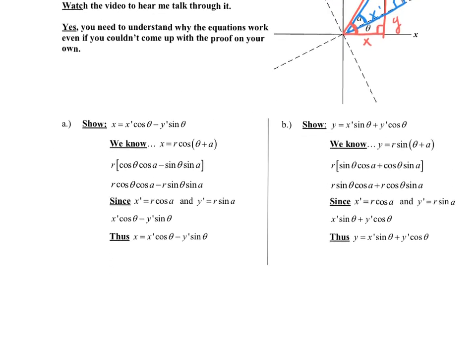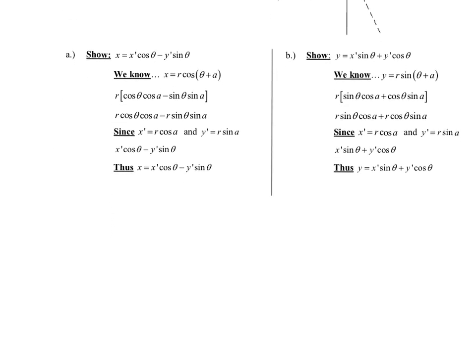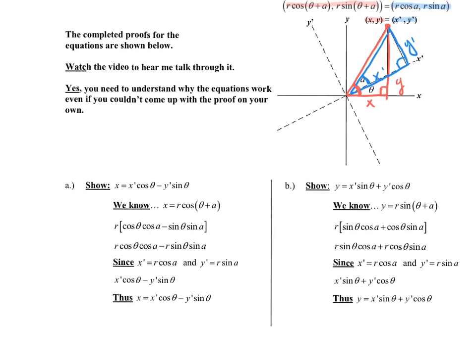So let's take a look down here. I've already typed out the proof, so we just want to follow along and see where I got all of my parts. This is what we're ultimately trying to get to. When we can get to x equals x prime cosine theta minus y prime sine theta, then we know that we're done. So let's start with what we know. We know that x equals r cosine of theta plus a. That's just from up above, and we already have an understanding of why that works.